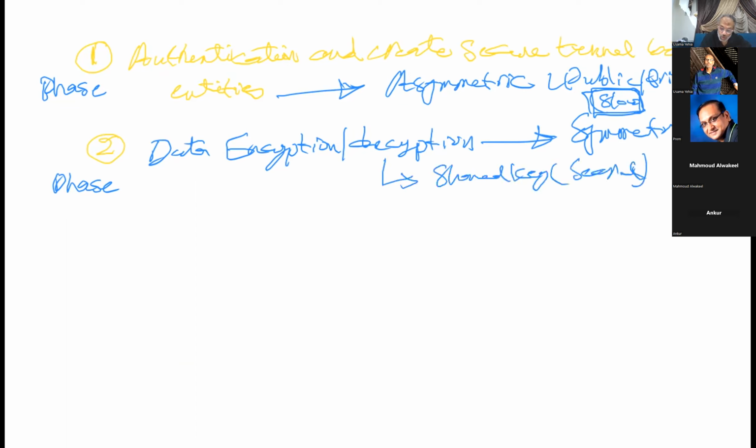But you mentioned we are using asymmetric. No, asymmetric is used only in phase number 1 to open the communication tunnel between the two entities. When we come to encryption and decryption, we will have the shared key. But again, we go back to the same problem: keys, scalability, sharing. So we will not use this. Then what will we use? We will use something called Diffie-Hellman.